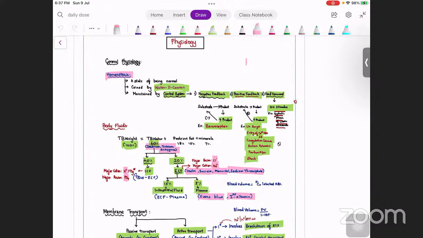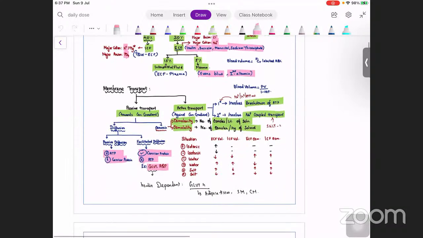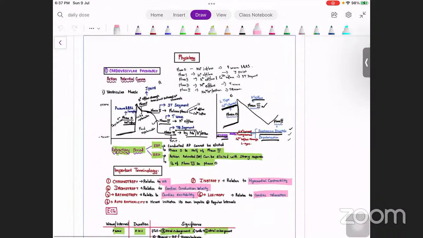the radioactive dye we use for the measurement of total body water, and radioiodinated albumin I-125 is used for the measurement of plasma volume. Membrane transport: active transport, primary, a classical example is sodium potassium ATPase. Secondary, classical example is SGLT. Facilitated diffusion, classical example is your GLUT.